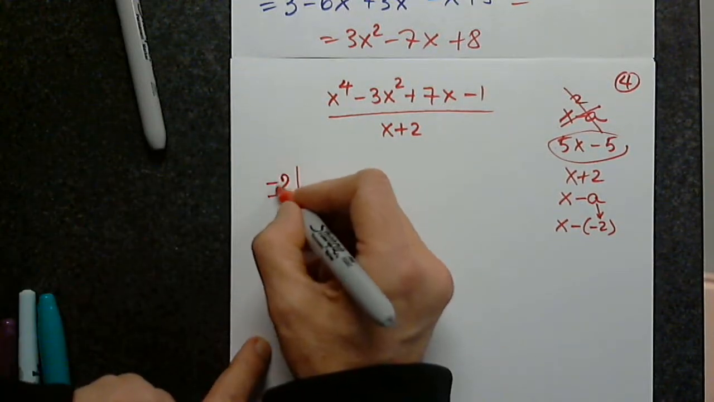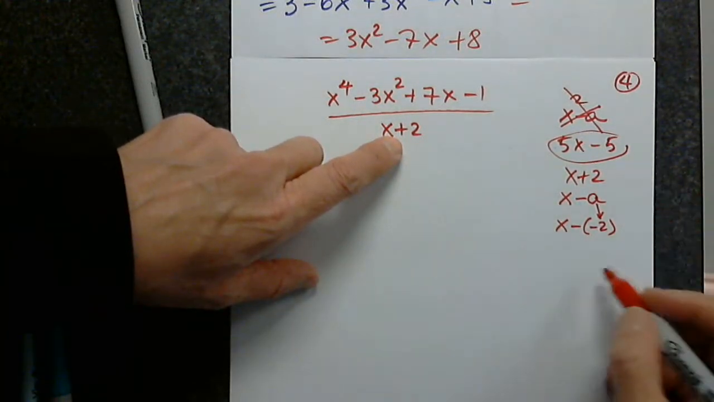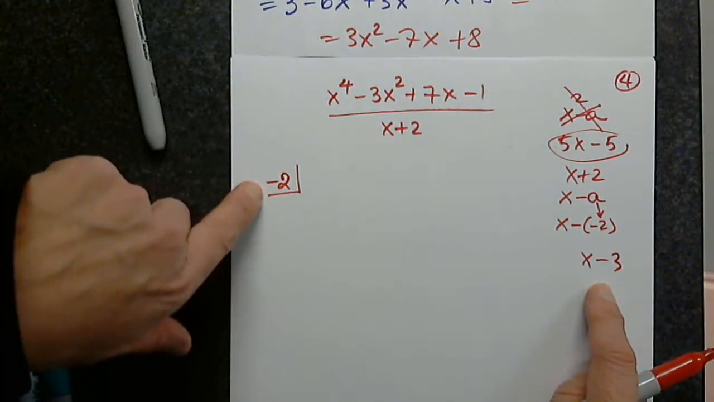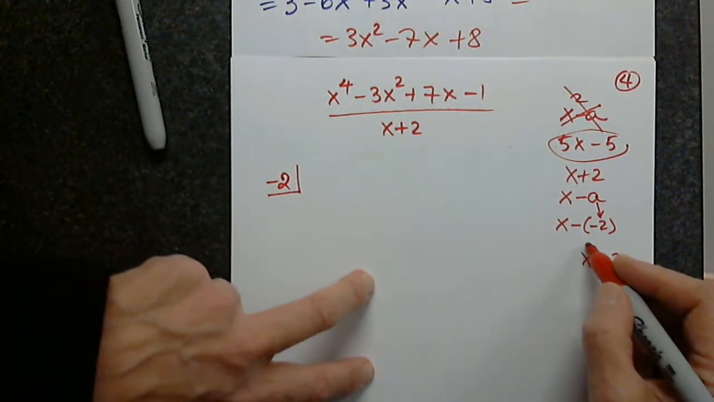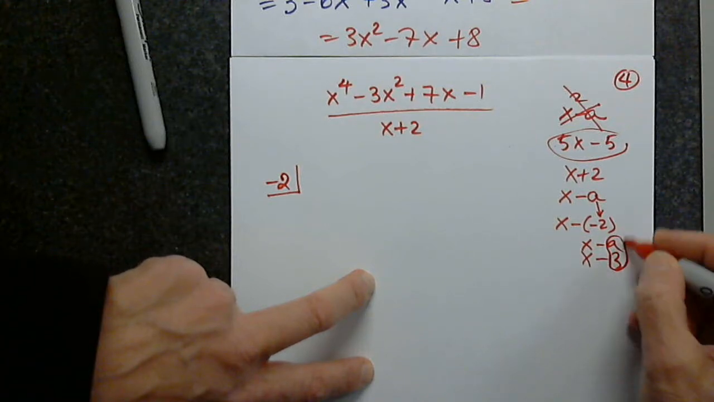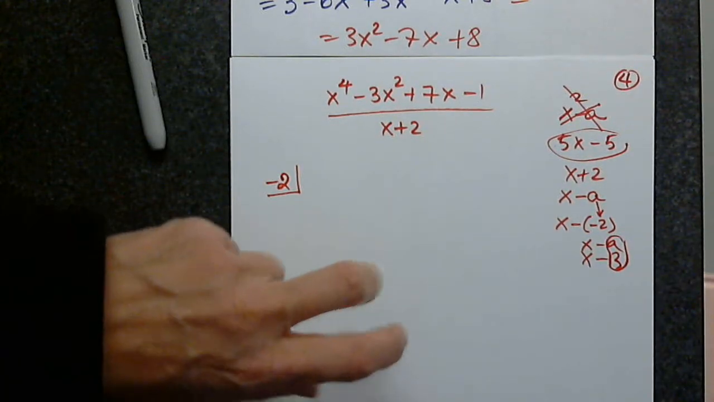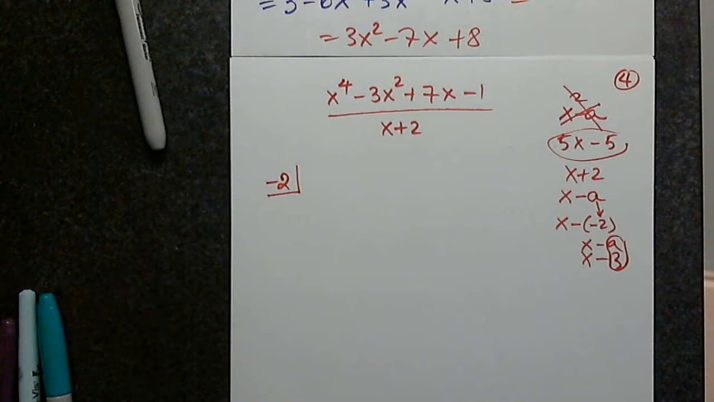So that's why we write negative 2. If we had divided by x minus 3, I would have written 3, because by comparison to x minus a, a is 3. Exactly like with a circle, exactly like with the vertex, the same idea.